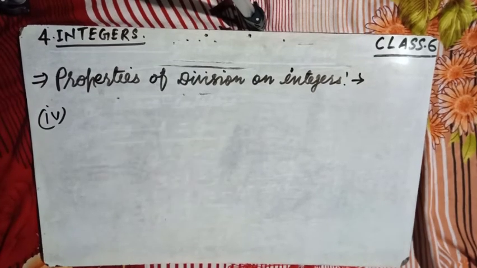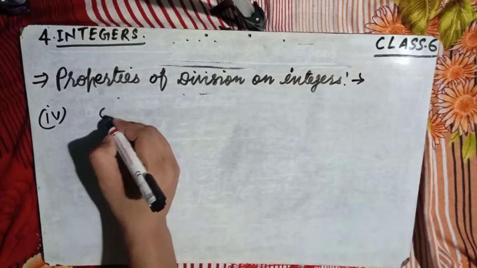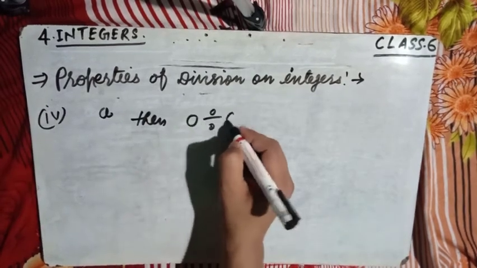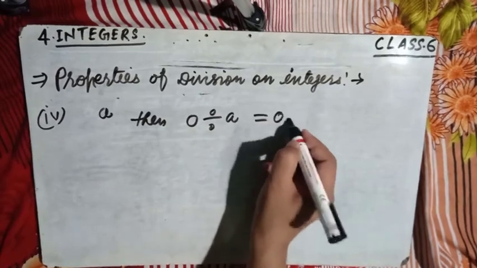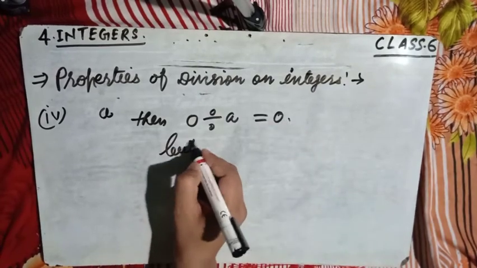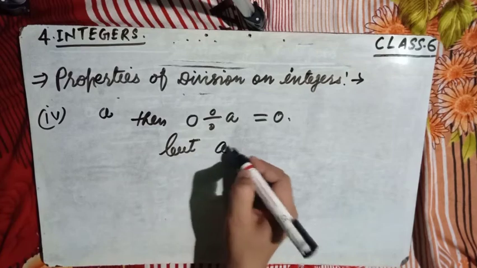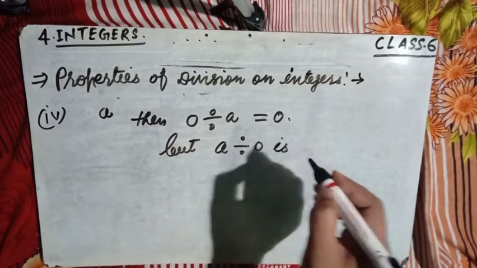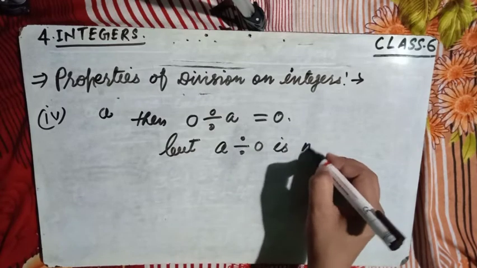Number 4, suppose a is a non-zero integer. Then 0 divided by a is equal to 0, but a divided by 0 is meaningless.